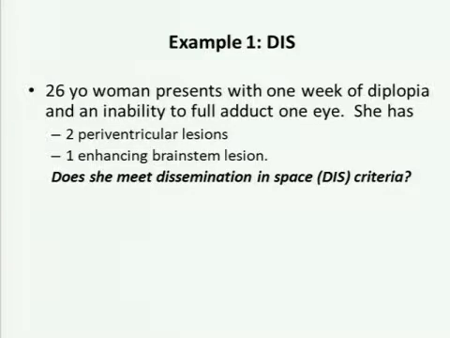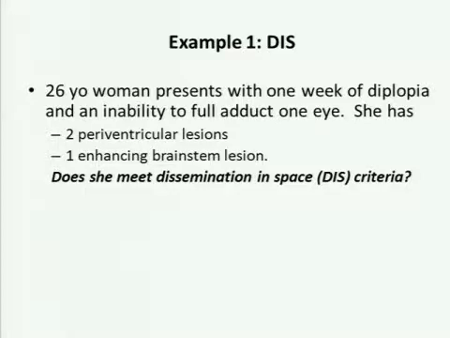Yeah. I have a question. So what would happen if you imaged the woman 2 months later and you saw the two periventricular and this one brainstem lesion? Would she then fit the criteria? So she didn't have any new lesions apart from these? Yes. No, she wouldn't meet criteria.